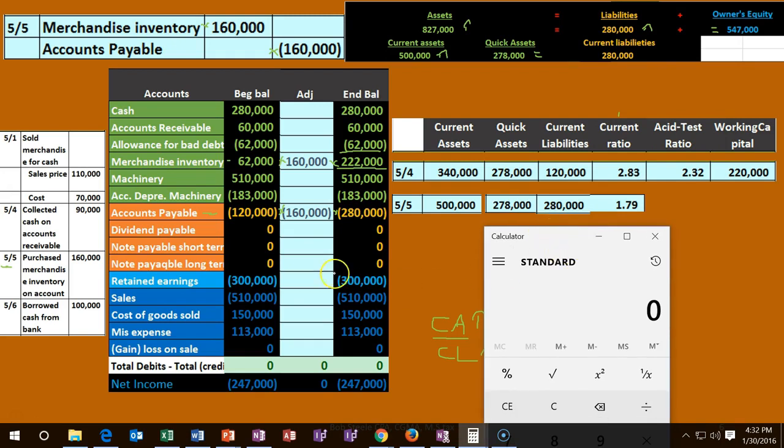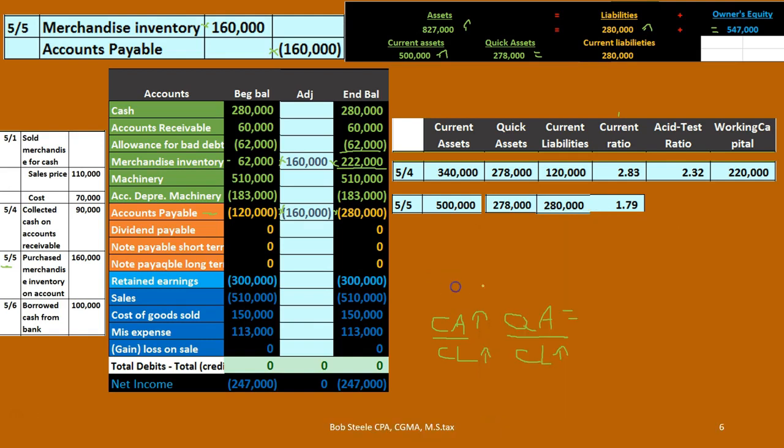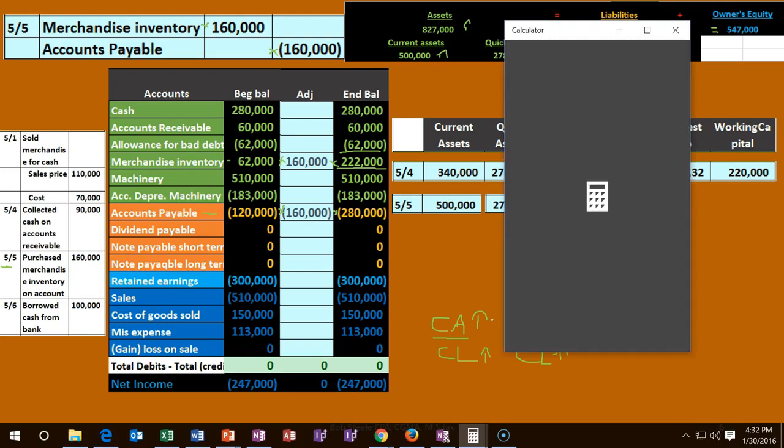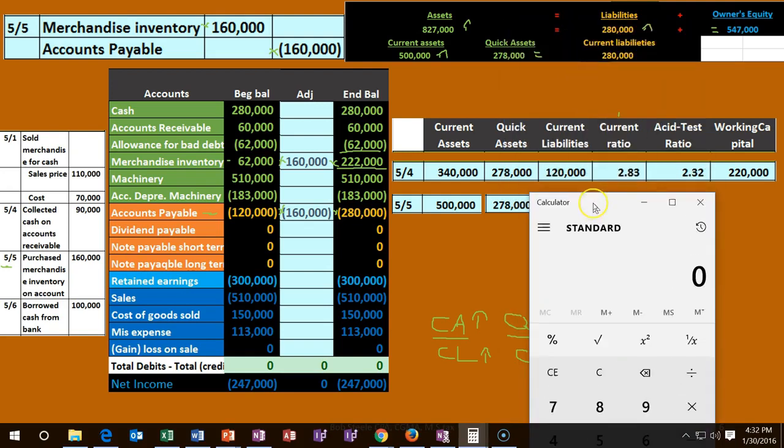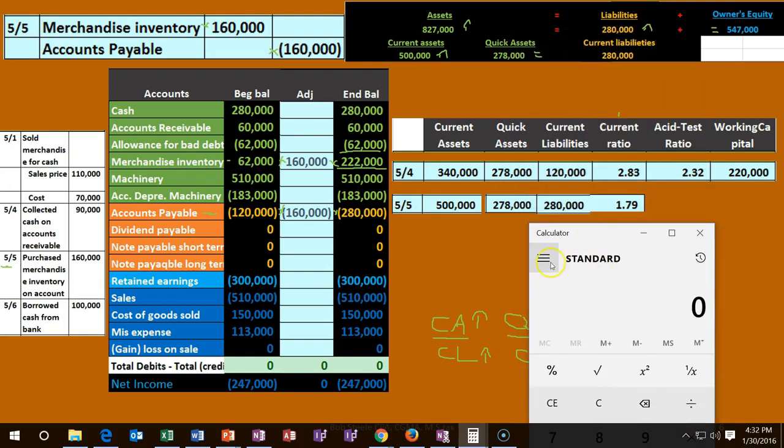So we're going to take a look at our current assets. It's going to be now 500,000 over the current liabilities of 280,000, and that's the 1.78. Notice that it went down even though the same dollar amount was in effect on both the numerator and the denominator.